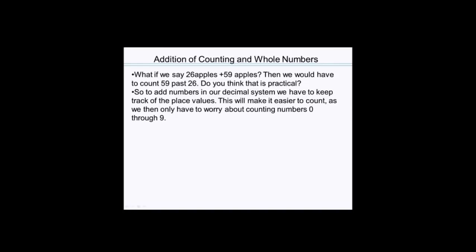I don't want to sit there and count 59 above 26, which would mean you would have to go 26, 27, 28, 29, 30, 31, 32, 33, and so on. I'm not sitting there counting 59 apples. So when mathematicians encounter a difficult problem like that, they resort to looking at the logic behind adding numbers.